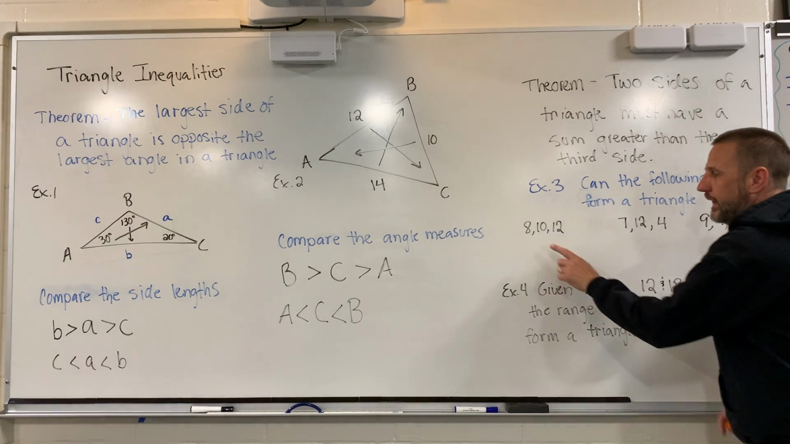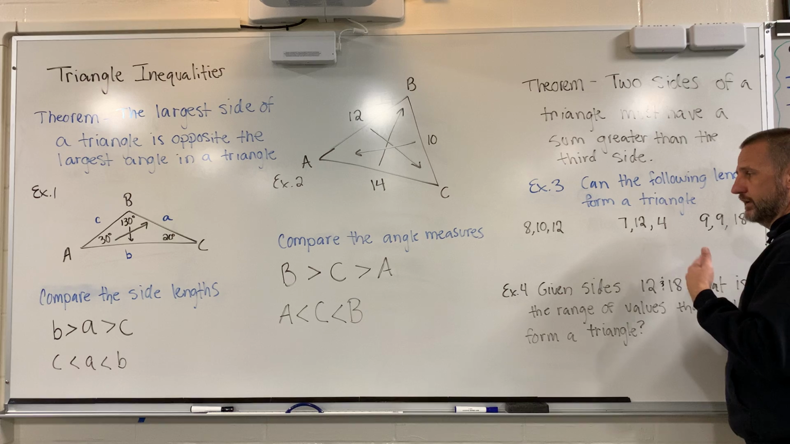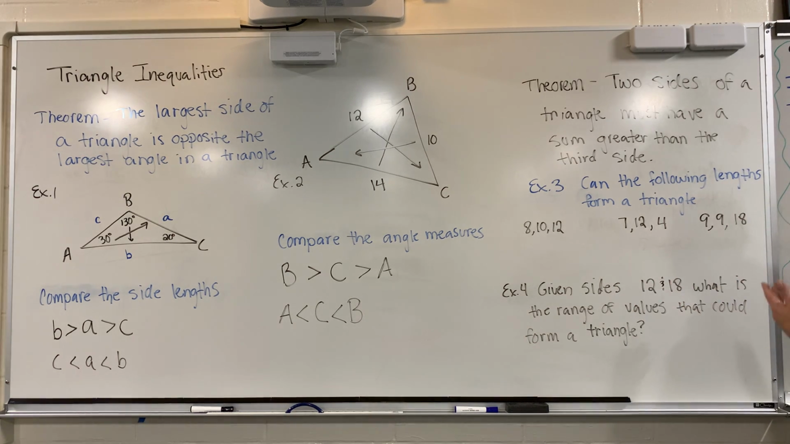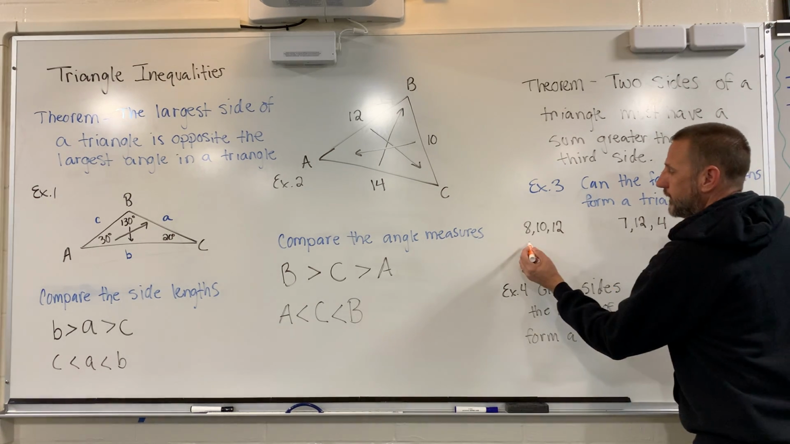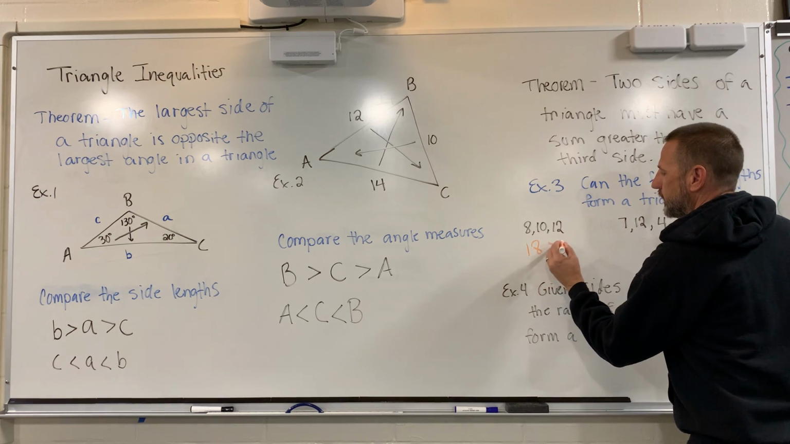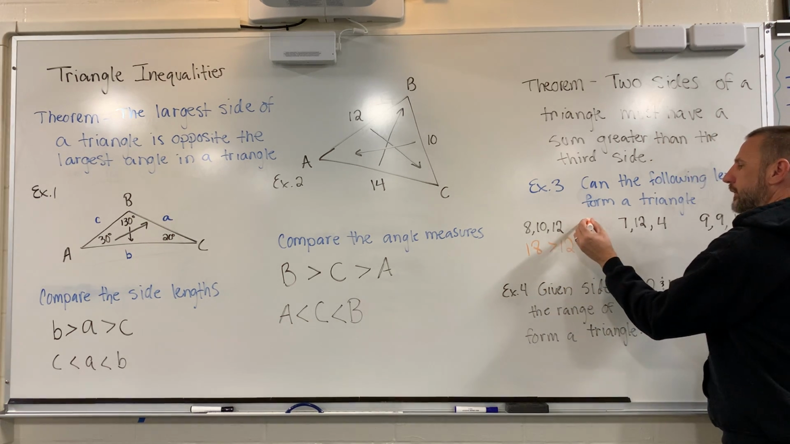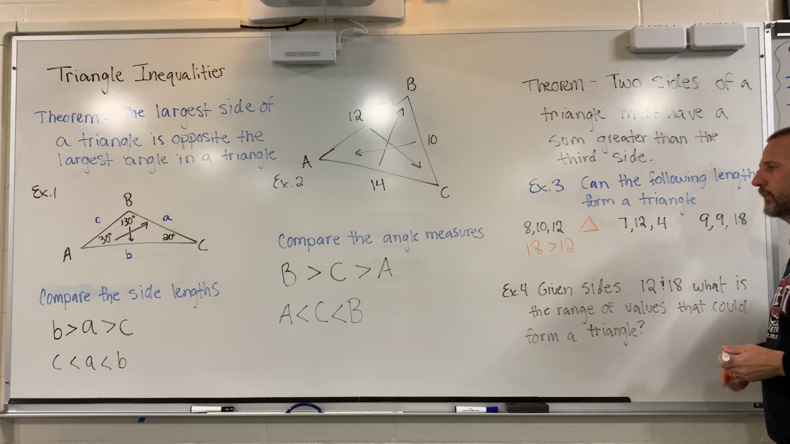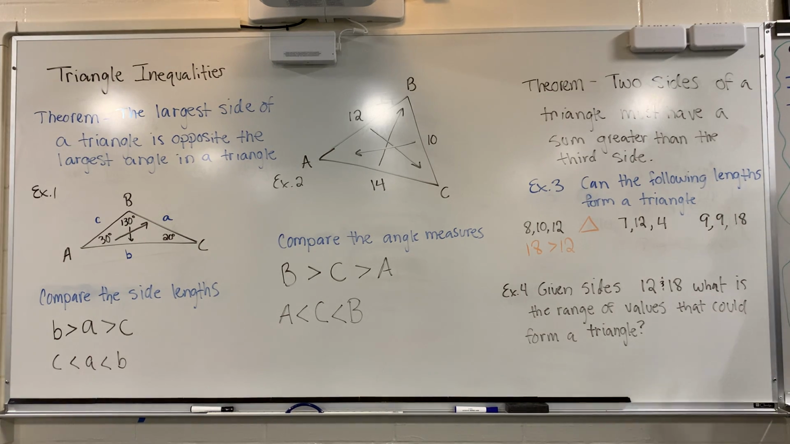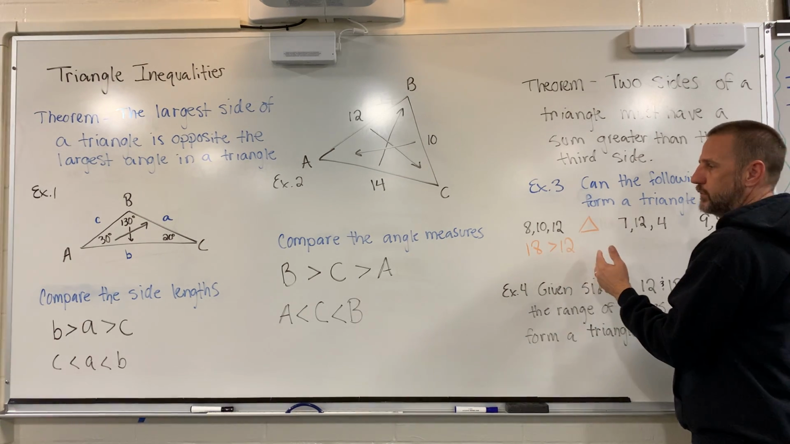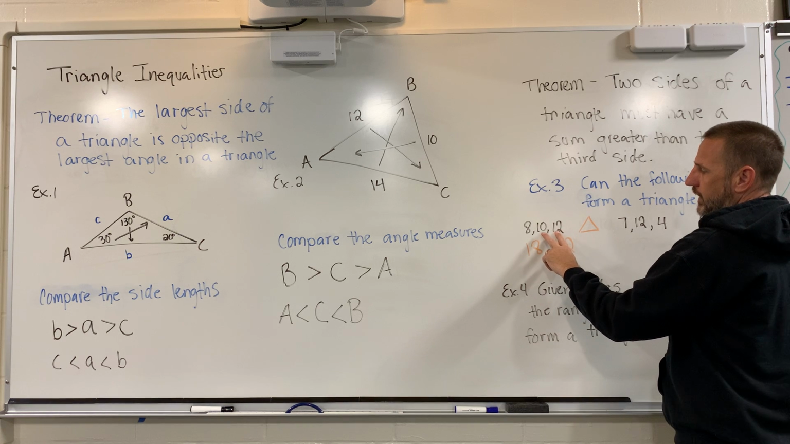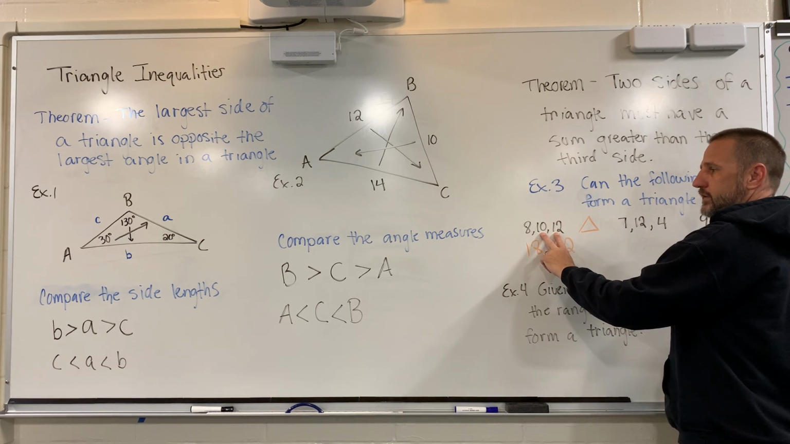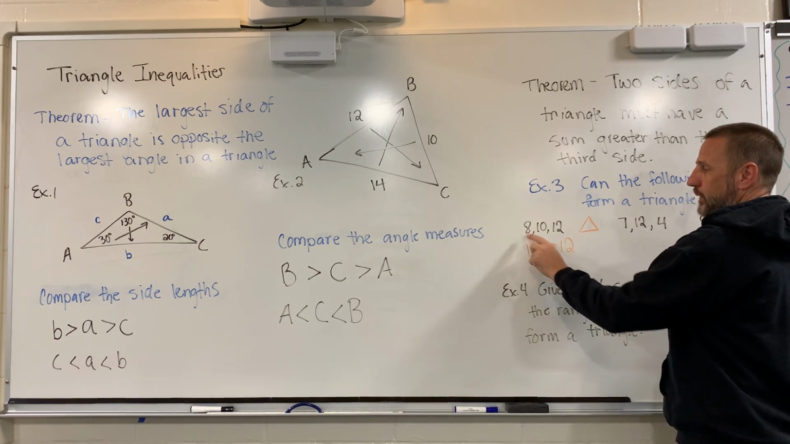So for example, 8, 10, and 12 are in order, so 8 plus 10 is 18. 18 is greater than 12. We have a triangle. That's good to go. No problems there, because they're in order from least to greatest. I could do that on and on. I could say that 10 plus 12 is 22, and that's greater than 8.